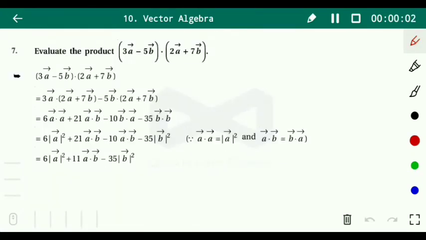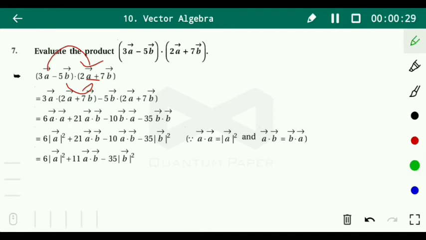Next, question number 7. Evaluate the product of (3 vector A minus 5 vector B) dot (2 vector A plus 7 vector B). Now we have to simplify it. So first we have to multiply 3 vector A to this bracket. So it gives 3 vector A dot (2 vector A plus 7 vector B) minus, next we have to multiply 5B. So 5 vector B dot (2 vector A plus 7 vector B).